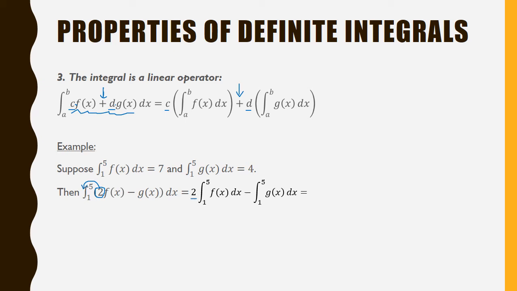And since I know what those integrals are individually, so I know that the integral from 1 to 5 of f is 7. So this part right here is 7. And since I know that this integral, the integral from 1 to 5 of g, is 4, then I can just substitute those in, and I get an area of 10.